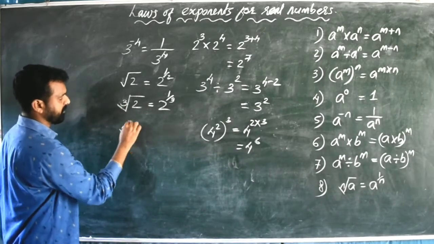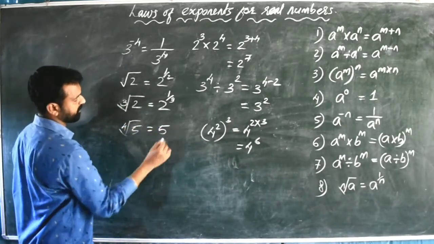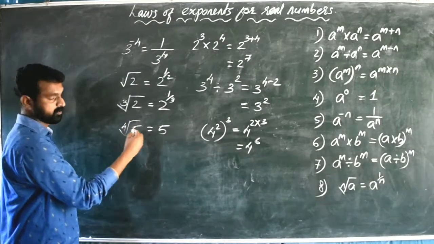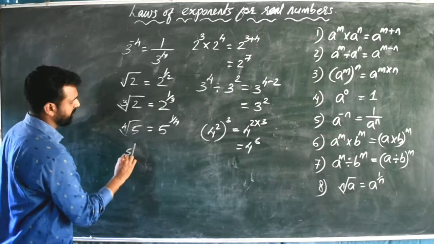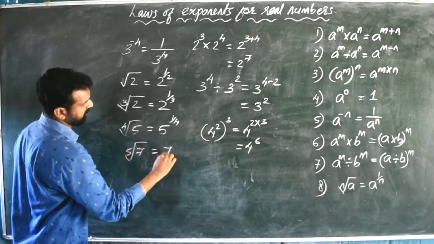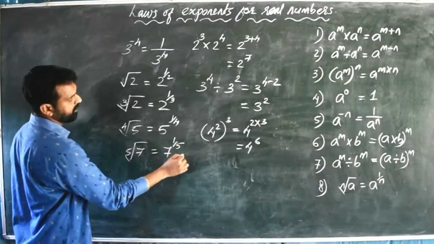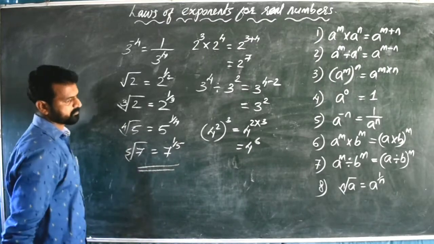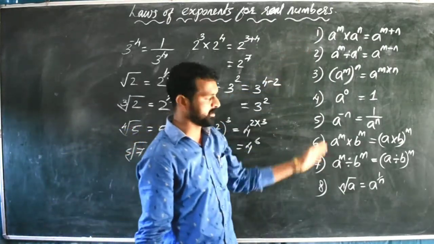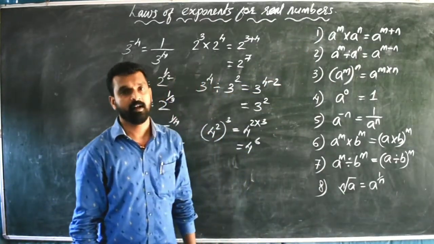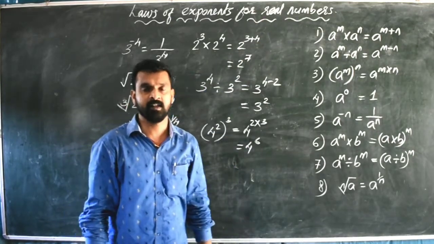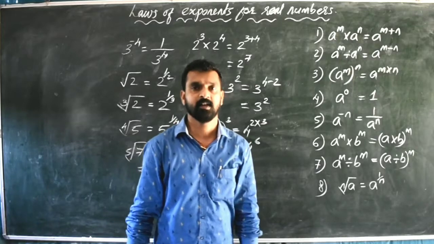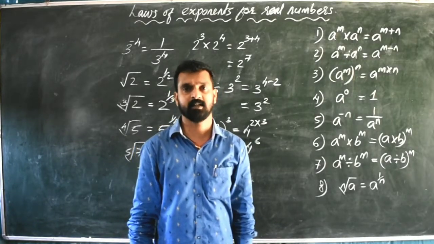Fourth root of 5 is equal to 5 raised to, here it is fourth root, so what will be the power? 1 by 4. Then fifth root of 7 is equal to 7 raised to 1 by 5. So these 8 formulas we are going to use for solving real numbers, which we are going to study in the next exercise, that is exercise 1.6. Okay, let's start that exercise.